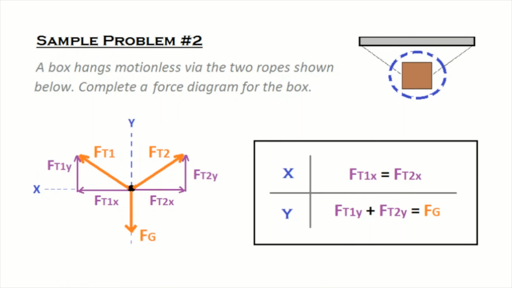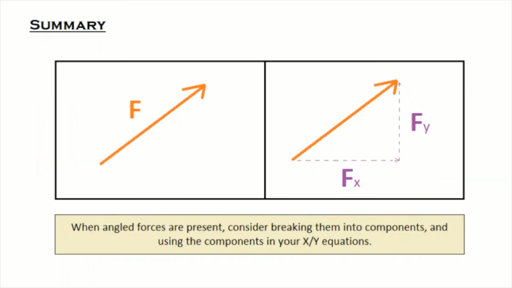In my equations, there are only two horizontal forces. Those are the x values. I'm going to set them equal. And vertically speaking, I'm going to add the two y components together since they both point upwards and set that equal to the downward gravitational force. So in summary, if you see an angled force, you can consider making a triangle out of it and establishing an x component and a y component. And those components are what go in your end equations.